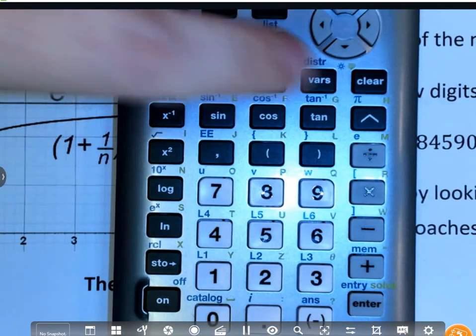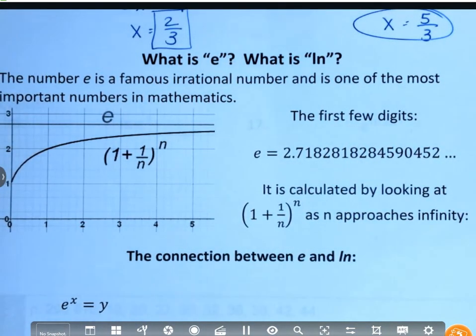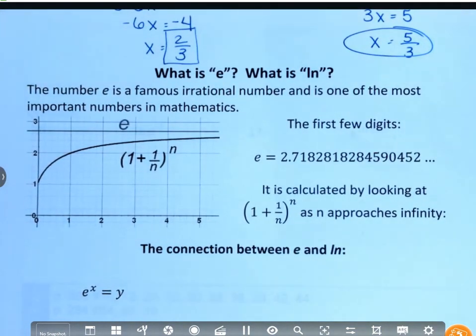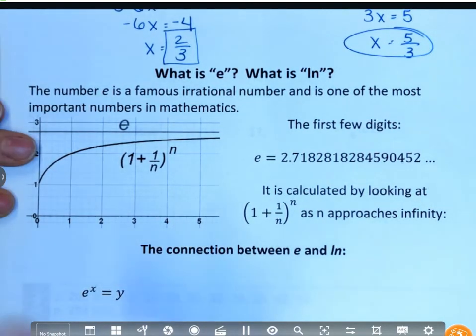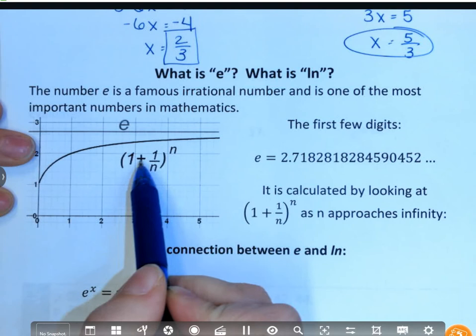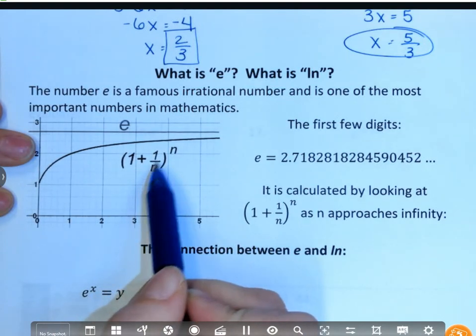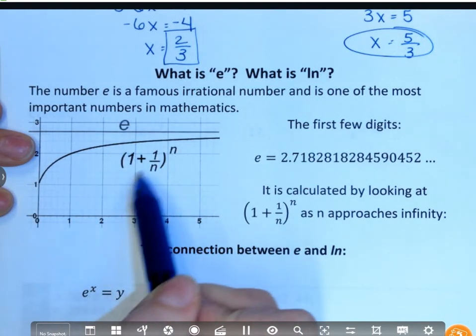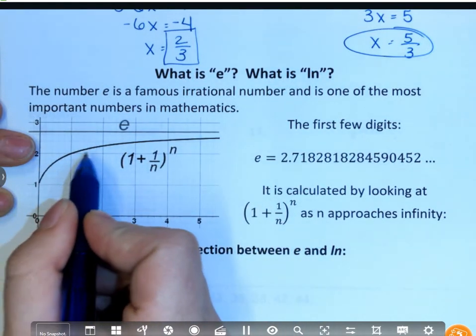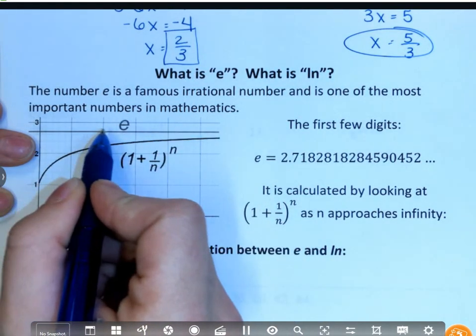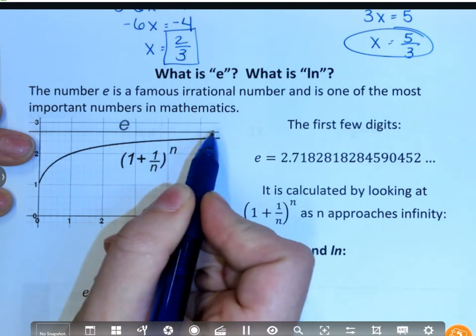And E itself is a number that's really cool. It comes from all over the place in math. It's something that we see in exponential growth and decay when we're talking about continuous growth. It's something that we see in calculus. It's something that we see in statistics. It's something that's all over the place. E is what happens if I take this, 1 plus 1 over n, and I raise it to the nth power over and over and over again. So as my n gets bigger and bigger and bigger, we start to approach this little line right here.